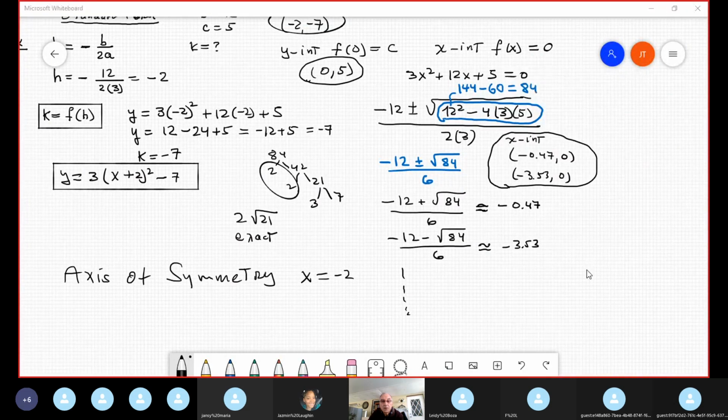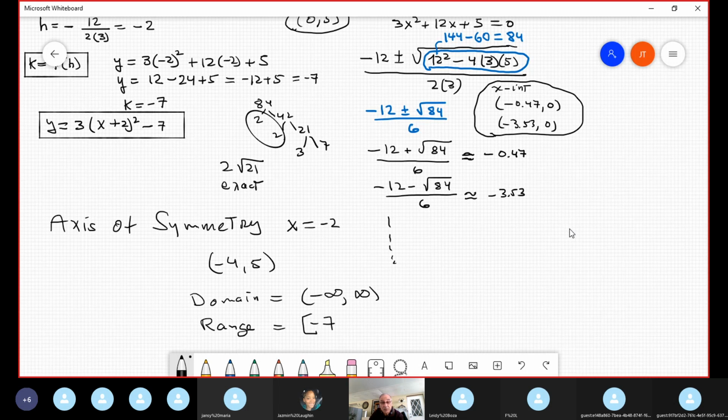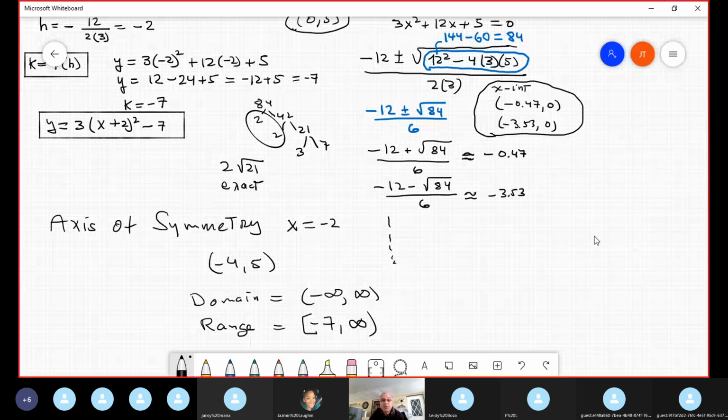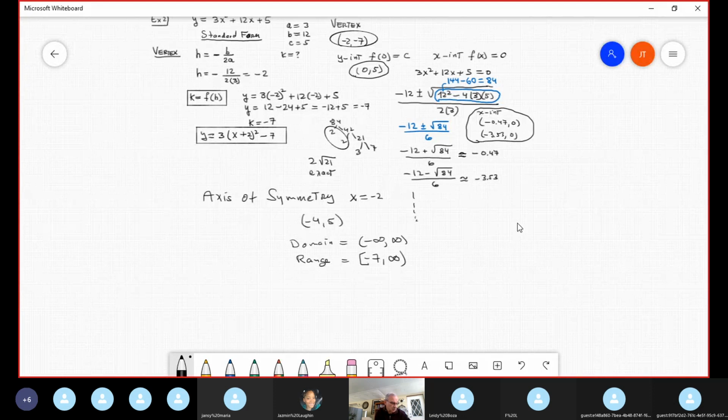Okay, there you go. So we get the extra point. Remember, the extra point using the symmetry property was (-4, -5). No, +5, sorry. This is the extra. And the domain is all real numbers, and the range is from -7, including -7 of course, to positive infinity, because the parabola opens up. Any question, guys? It's easy, the quadratic function.